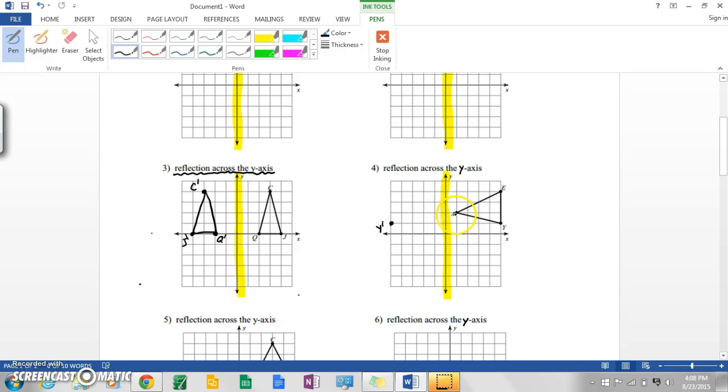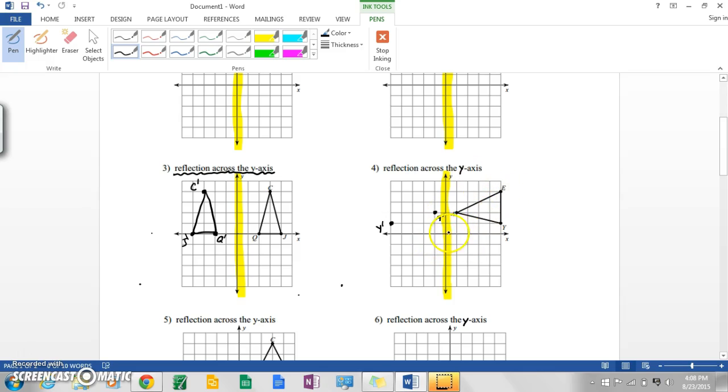I'm going to move up and do A next. Start at the line of reflection. Count over just 1. Then count to the left just 1 time. That's going to give me A prime.